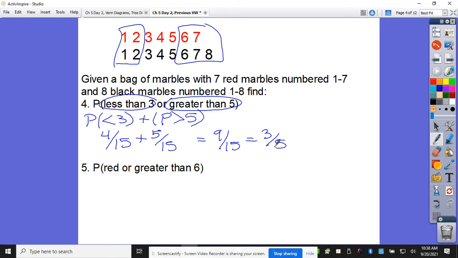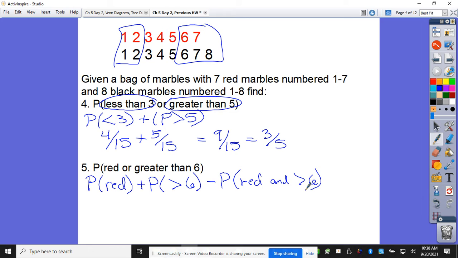Red and greater than 6, so they overlap. Yes. So this time I have to do probability of red plus probability of greater than 6 minus ones that are both. So how many of them are red? How many of them are greater than 6? 3. And how many of the red are greater than 6? Which gives me 9 out of 15, which again is 3/5.